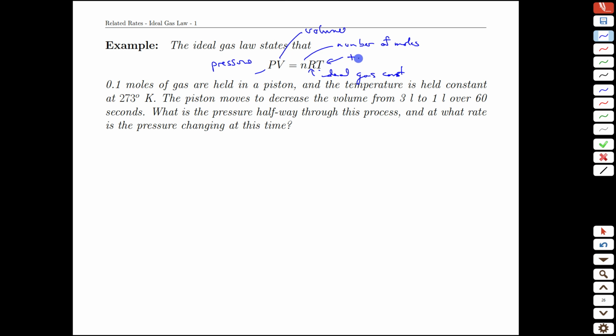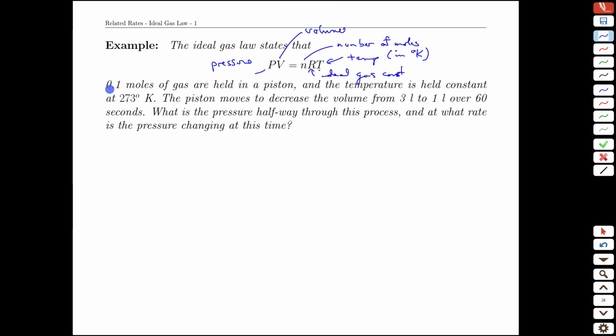And T is temperature. And the key thing here is in degrees Kelvin, so relative to absolute zero as opposed to degrees Celsius, which would be the normal day-to-day temperature measure. So that is a relationship between quantities that's always true. This is the ideal gas law. Now let's get into the scenario that we're asked to study.